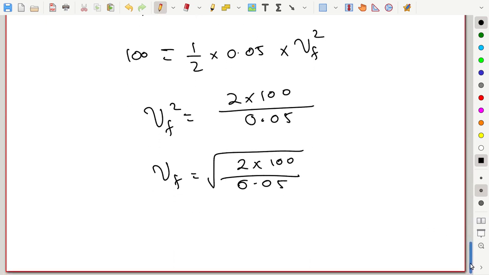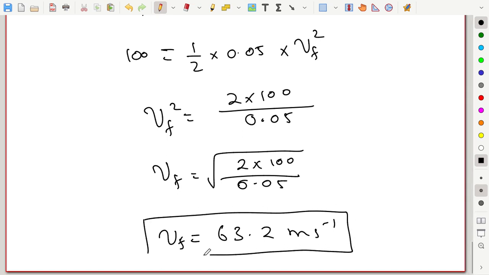This value is approximately, 200 divided by 0.05 is root of 4000, so this is 63.2 meters per second. So this is the final velocity. Initially it was traveling at a velocity of 200 meters per second, but after passing through the soft plywood, it emerges with this velocity.